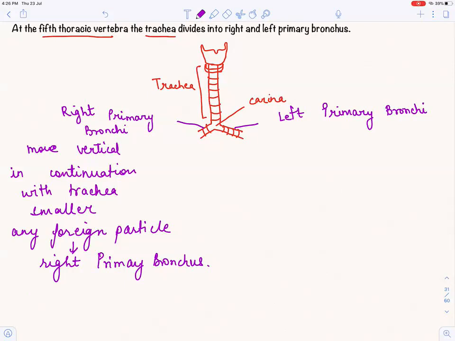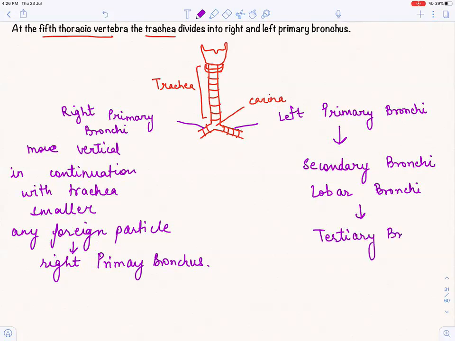Now this will divide into secondary bronchi, which are also known as lobar bronchi, and these will further divide into tertiary bronchi. Finally, those will be divided into terminal bronchioles.